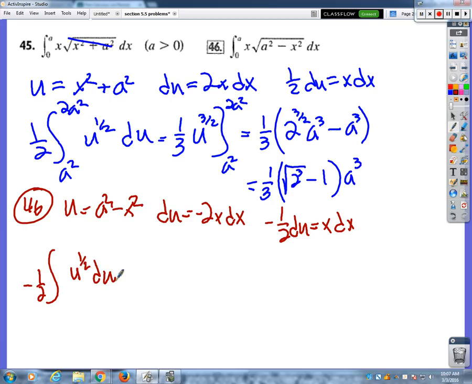Okay, then you change your limits of integration, they're technically called. If I plug an a into here, a squared minus a squared is 0. And then if I plug a 0 into here, a squared minus x squared is a squared. So antiderivative of u to the 1/2 is? I always like to do the exponent first, u to the 3/2, and then multiply by the reciprocal of that, which is 2/3. So that's negative 1/3. And that is from 0 to a squared.